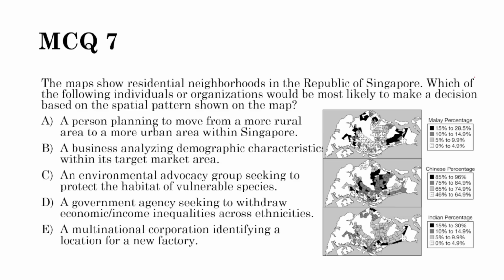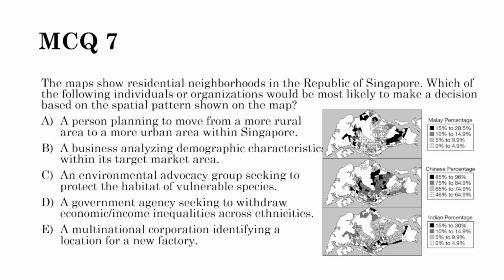In this class, a lot of the time it's just common sense you didn't really think about before. So you can use common sense to answer some of these questions, and that's what College Board wants you to do. B, a business analyzing demographic characteristics within its target market area. So this map shows demographic characteristics. It shows ethnic composition in different regions of Singapore here.